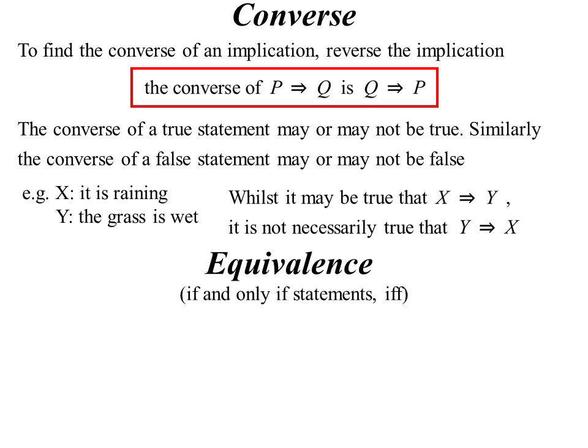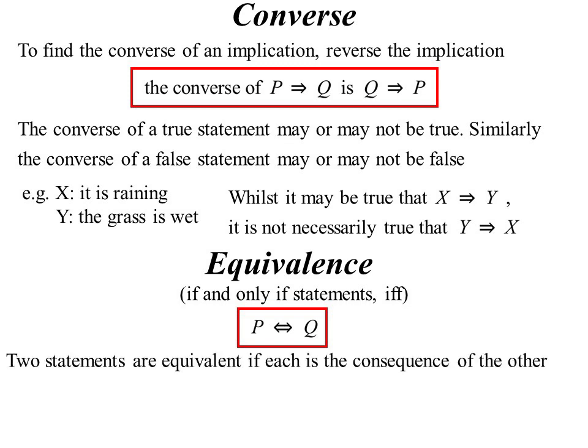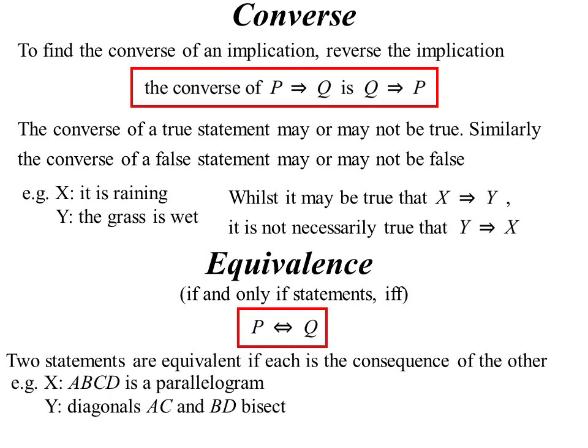Equivalence then, they're our if and only if statements. The word if spelt with two F's, which we see a bit in maths, IFF, means if and only if. It's equivalence. It's the double-ended arrow, because that is when both the implication and the converse are true. So P and Q are equivalent statements. Two statements are equivalent if each is the consequent of the other. Here's an example of that.